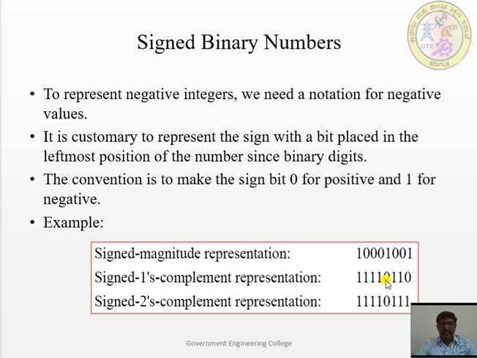Okay, signed binary numbers. To represent negative numbers we need a notation for a negative value. In binary, we will not be subtracting by a negative value or an addition value. Depending upon the binary value, whether it's a 0 or 1, that is the MSB bit, we will be cross checking whether it's a positive number or a negative number. The sign bit is 0 for positive and 1 for negative. If it is a 0, then it is a positive number, and if it is a 1, then it is a negative number.